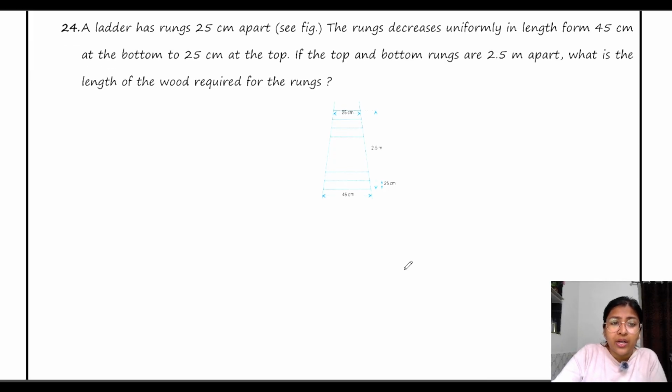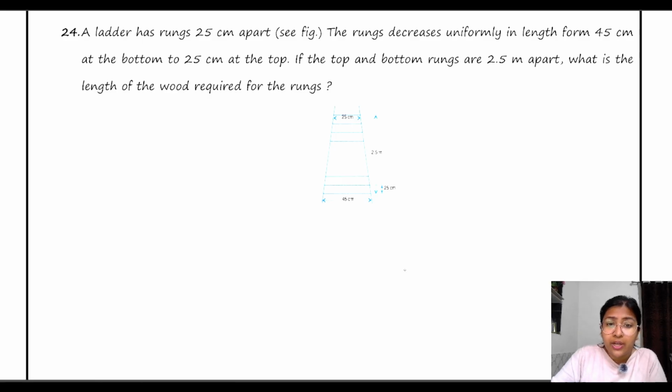A ladder has rungs 25 centimeter apart. This is the first rung, the second rung, the third rung. Rungs are where we climb; that is called rungs. The rungs of the ladder are 25 centimeter apart.